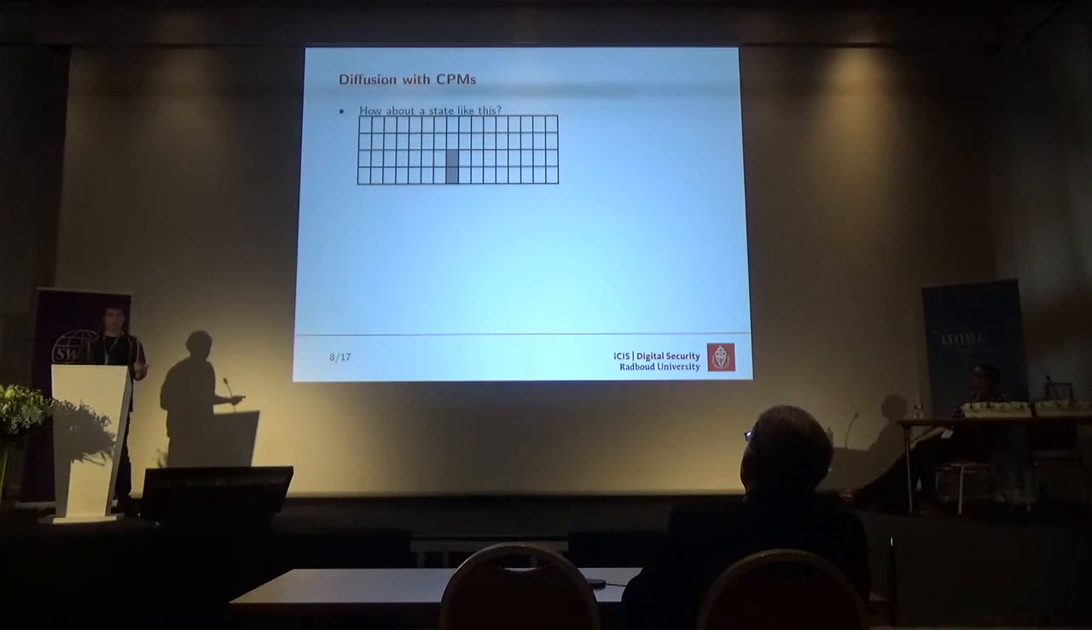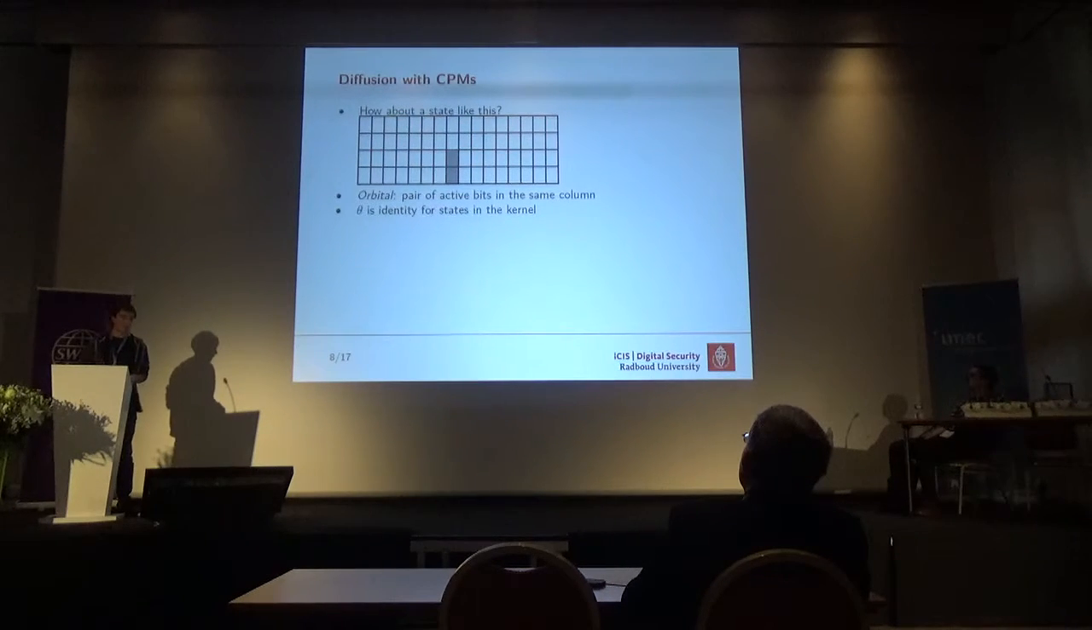So let's look a bit at how it actually works for diffusion. So imagine there's a state like this, where there are two active cells in one column. We call this thing an orbital, following previous papers. And then it turns out that if you compute the parity of this state pattern, then theta actually acts as the identity, which is something that we need to take into account when designing something using a column parity mixer. But there are input states for which this column parity mixer actually acts as the identity. That's something that we can work around.